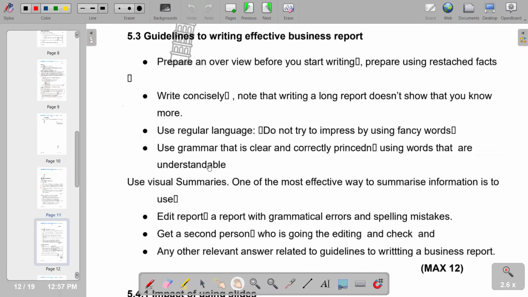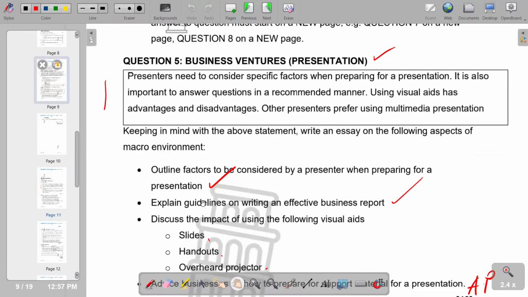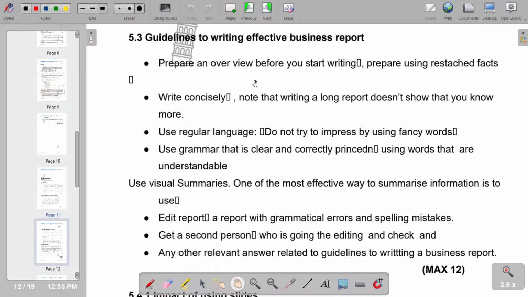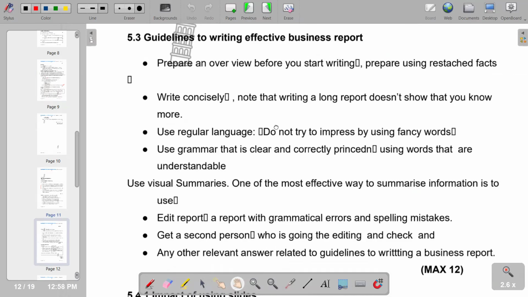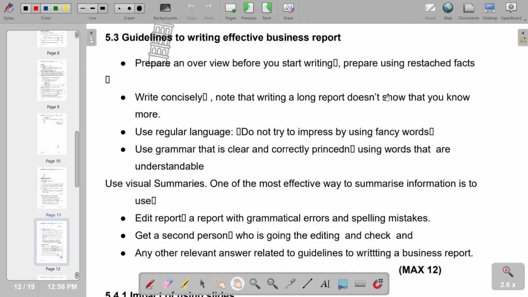When we go to the next part, whereby we are looking at explain guidelines on writing an effective business report. So in terms of the guidelines, you have to prepare an overview before you start writing. Prepare using, recite facts, and then we write concisely. Note that writing a long report doesn't show that you know more. So these are the points on guidelines for writing effective business reports.